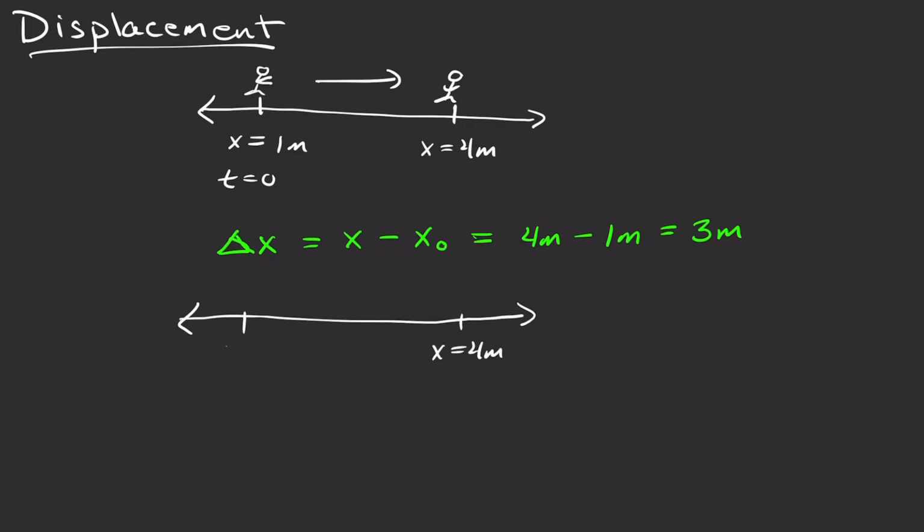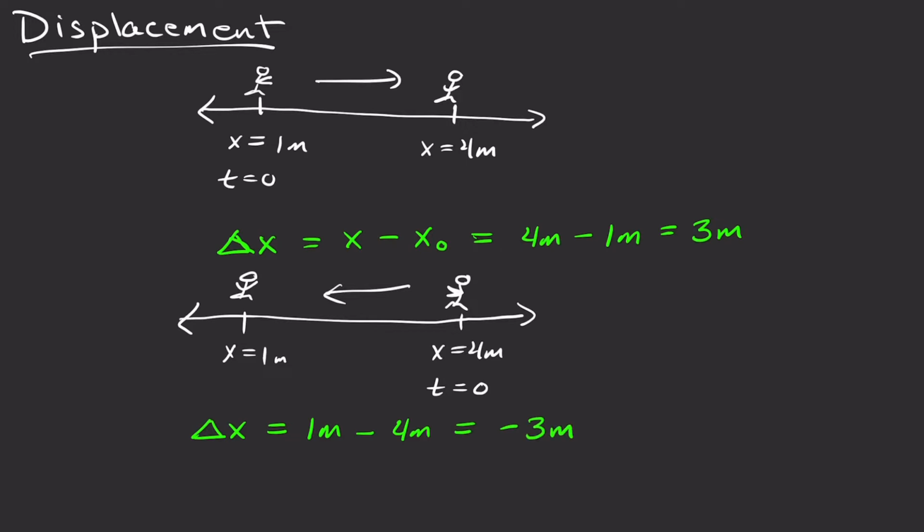except this time we're going to start over here. I'm not a great artist. So you start at x equals 4 meters when time equals 0, and you're moving to the left now. So now if we calculate our displacement, our final position x is 1 meter, our initial x is 4 meters, and we get a minus 3 meters.